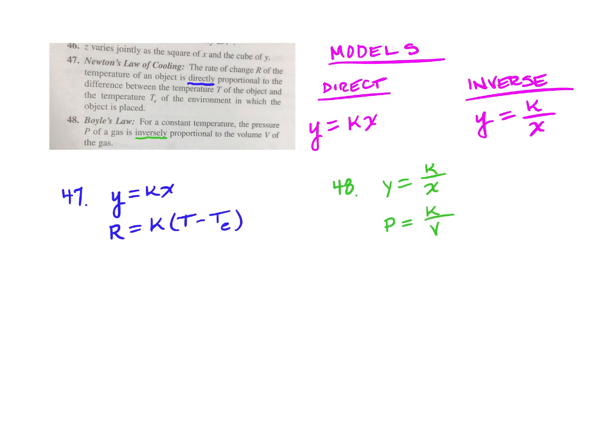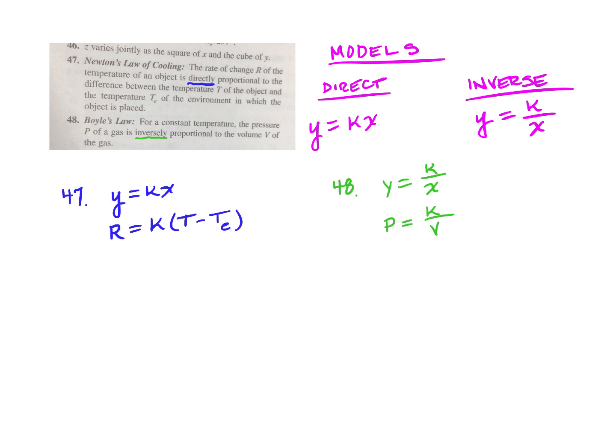All right, girls, here's 47 and 48. The directions asked you to find a model for the situation that is described. So if we look at 47, first of all, our models. If it's a direct relationship, it's going to be in the form y equals k times x. And if it's an inverse relation, then it's going to be in the form y equals k over x, or k divided by x.